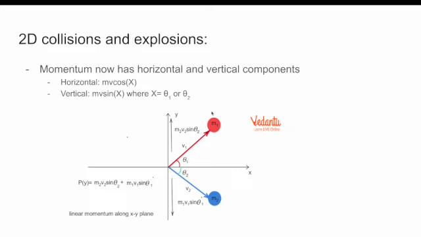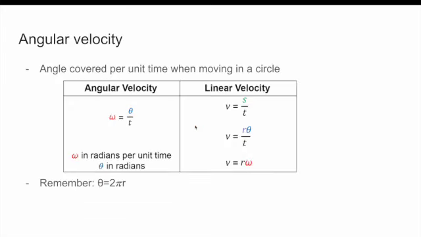So it's a little bit weird at first to think that this ball inherits this momentum, but that's what it does. So now let's look at angular velocity. This is a little bit easier. It just means the angle covered per unit time when moving in a circle. So think about if you're walking in a perfect circle, that just means how much of an angle in radians do you walk every second.